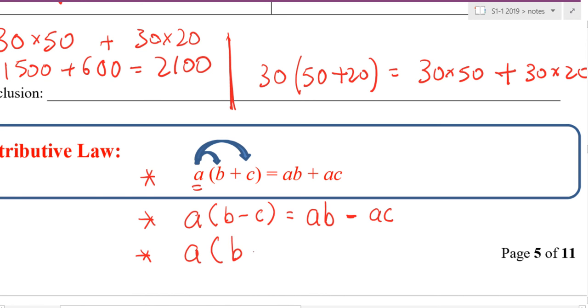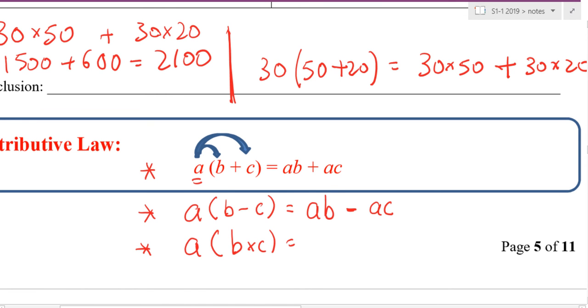What is A bracket B times C? This is important later. Now, what happens when A times bracket B times C? If it's multiplied, do you distribute? Answer is no. You don't distribute. Still remember what is bracket? Bracket means multiply. So this is like A times B times C. So what's the answer? ABC. So you see that the last one, do you distribute? It won't give AB and AC.